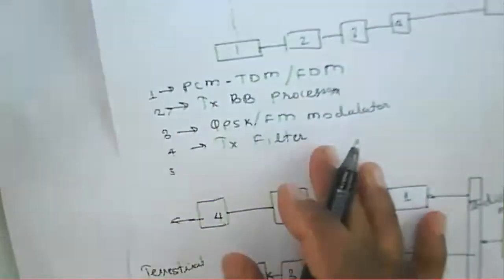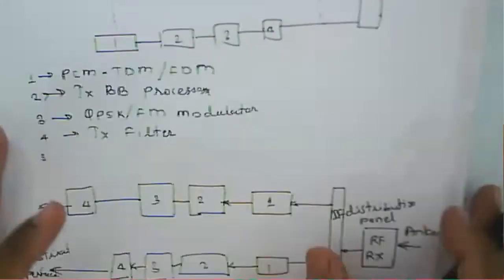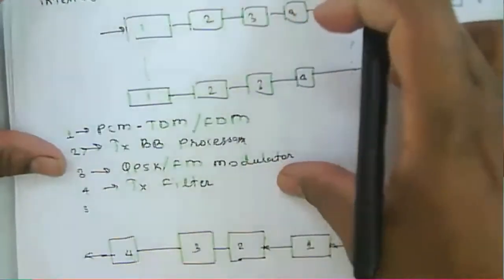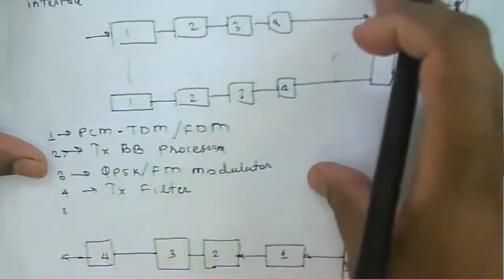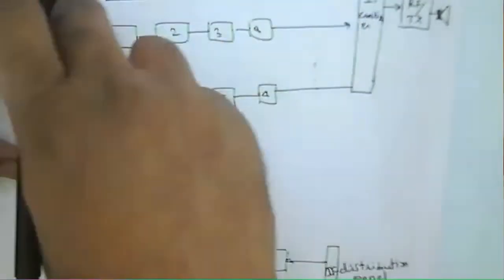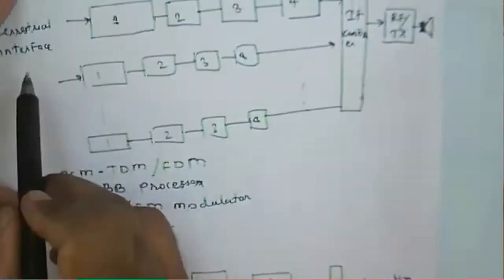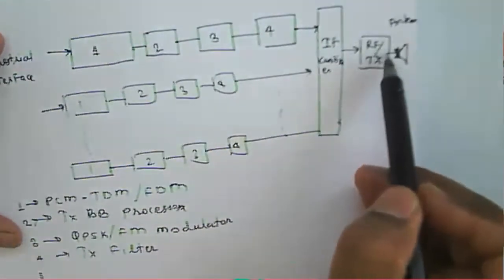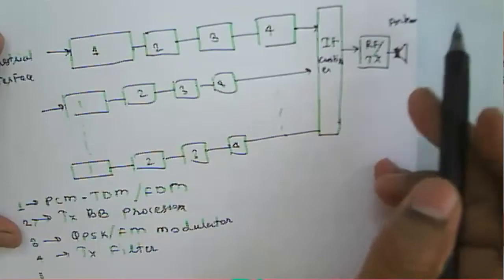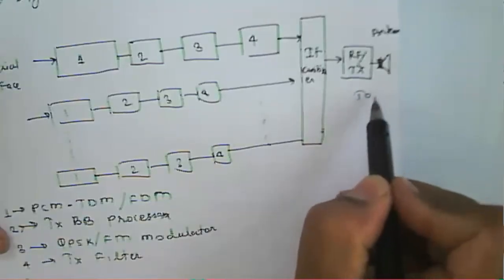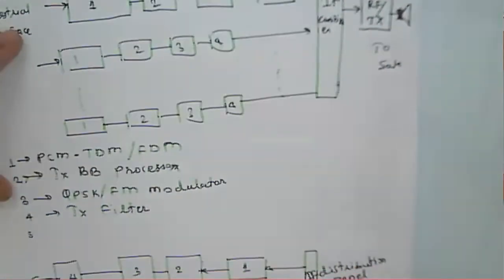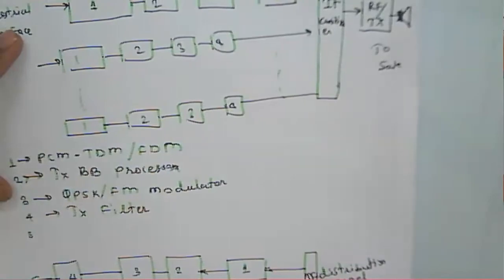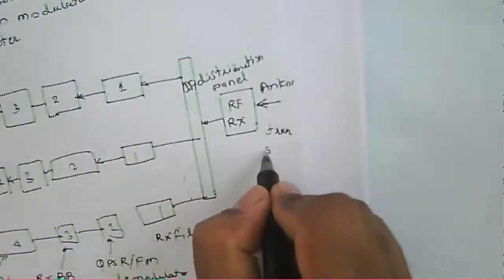This is about a terrestrial interface here. Now this one is a typical Earth station equipment for the FDMA. This is for the uplink equipment. Uplink means from the terrestrial interface, it will transmit the signal to the antenna, to the satellite.